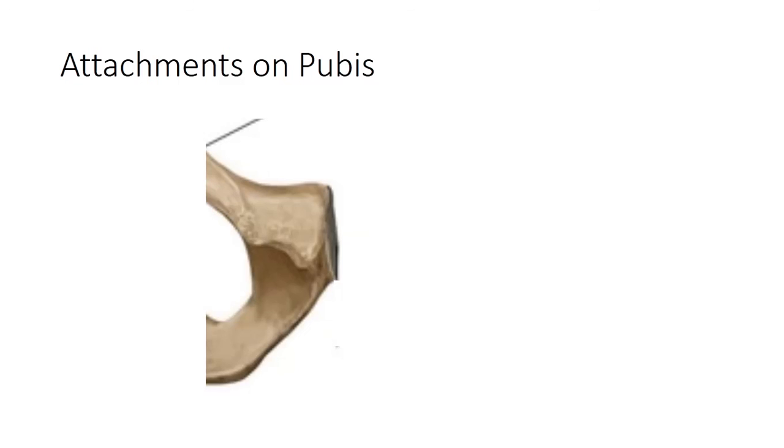Now the attachments on pubis. First attachment is on pubic tubercle. There is attachment of lateral end of inguinal ligament. This is inguinal ligament. Then there is an attachment of rectus abdominis on the lateral side of pubic crest, and then there is attachment of pyramidalis on the lateral part of pubic crest. This is pyramidalis.